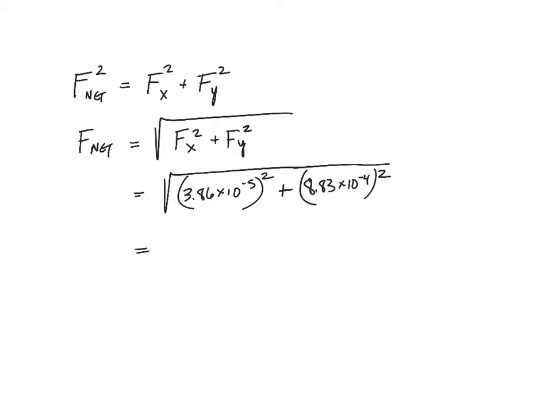If you plug and chug all of that, you're going to get 8.83. Actually, it's going to be more like 8.84 times 10 to the minus 4 newtons. That's the magnitude of the net force. Okay? That's how strong it is. That's the force it feels, but we don't have its direction yet. You know it's not going to be straight at either of the other two charges. It's going to be somewhere in between them. But how do we do that?